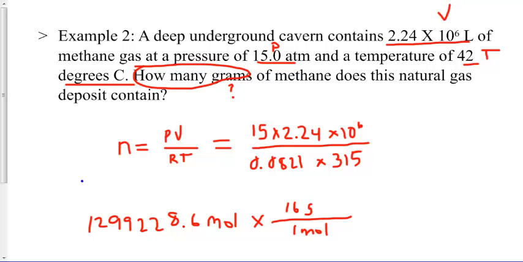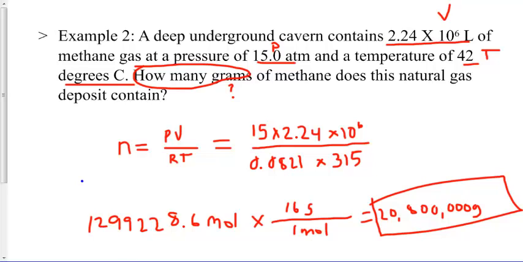In this case, it's 16 grams because it says methane. And if you've forgotten, methane is CH4. Okay, so that's 1 carbon and 4 hydrogens. Carbon's mass is 12. Each hydrogen is 1 times 4 is 4. So that's 16 grams. And we get, with 3 sig figs, 20,800,000 grams. It's a lot of grams.